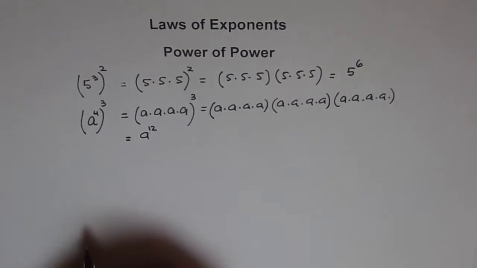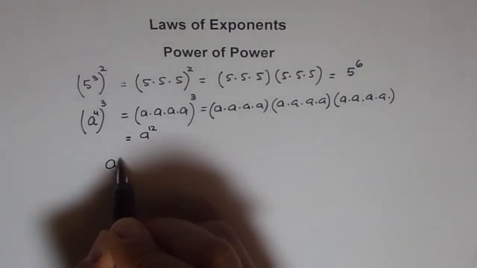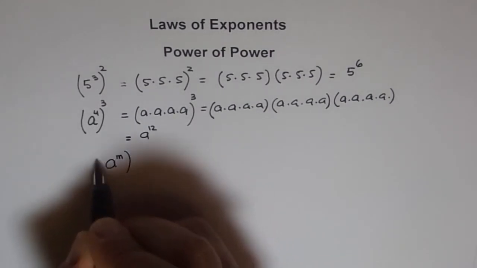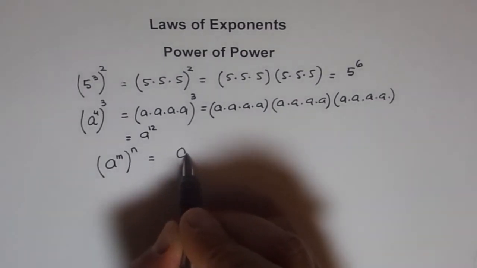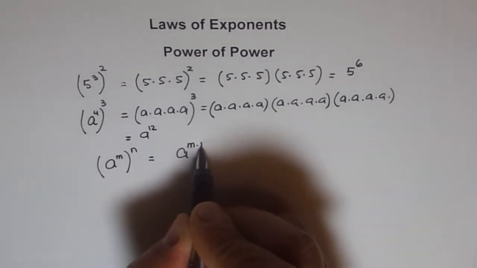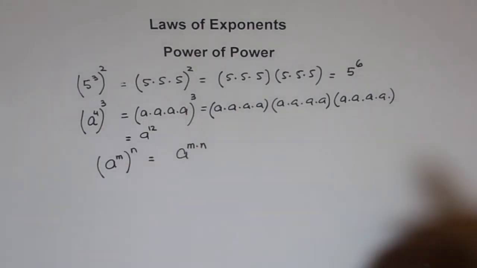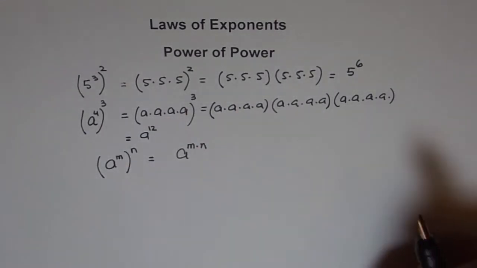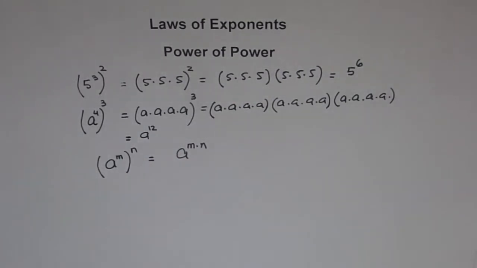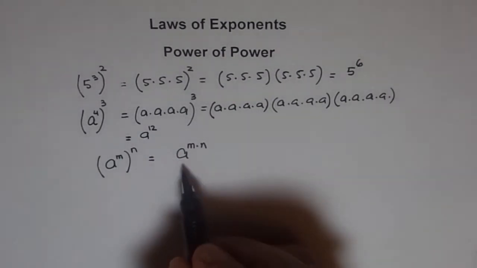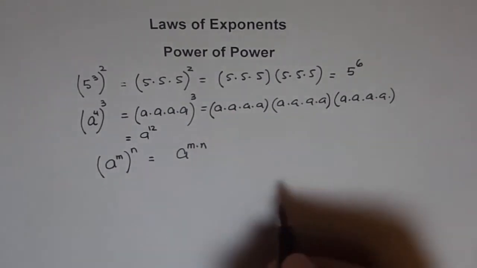So in general, power of power gives us something like this. If I have a to the power of m to the power of n, what should this be equal to? This should be equal to a to the power of m times n. Okay? This is what we are getting all the time. Right? So this is a law of exponents: if we have power of power, then the powers get multiplied. Base remains the same. Correct? So remember this law and you can try to solve some questions.